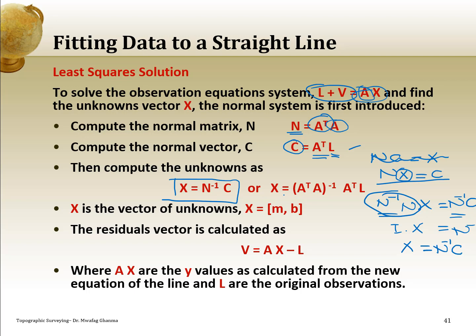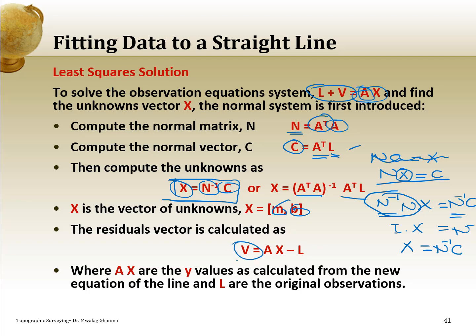And if you replace N by A transpose A and the C by A transpose L, at the end, when you take the N, invert it and multiply it by C, you will get that. What are the unknowns here? The unknowns, they are m and b. So that's it, we take m and b.